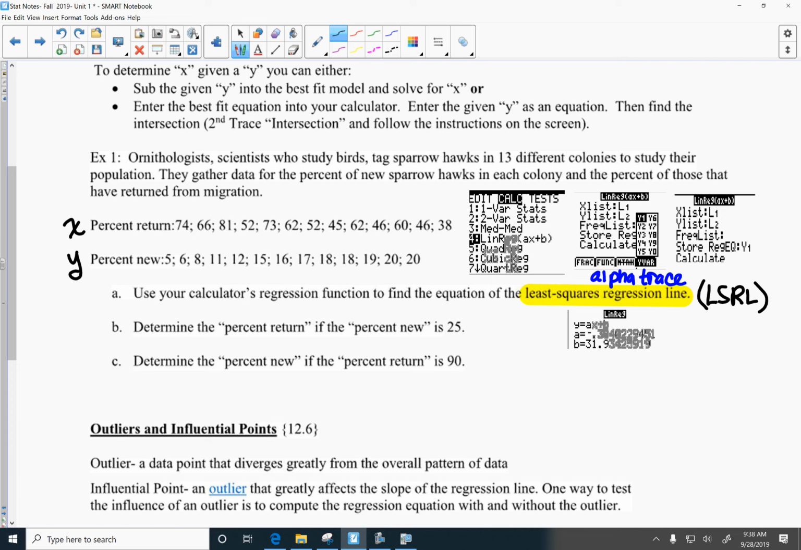So percent return is x, and percent new is y. So it's saying determine the percent return, so determine x, if the percent new, the y, is equal to 25. So it's saying find x if y is equal to 25. All right, that's the interpretation of it. And part C is saying do it the other way around. Find y if x is 90.